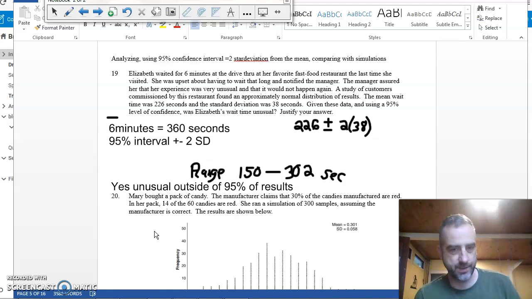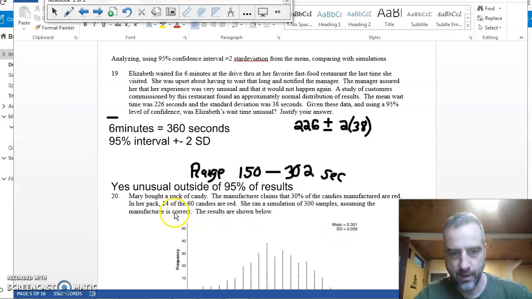So I'm going to scroll down in a second. So what did she find? 14 out of 60 is about 23%. So is that within 95%? It seems pretty close. Maybe a little bit low. Doesn't seem like it'd be terribly out of the ordinary, but maybe a little bit on the low end. So we're going to find this 95% using our mean of 0.301 from our simulation, and we're going to add and subtract 2 standard deviations.